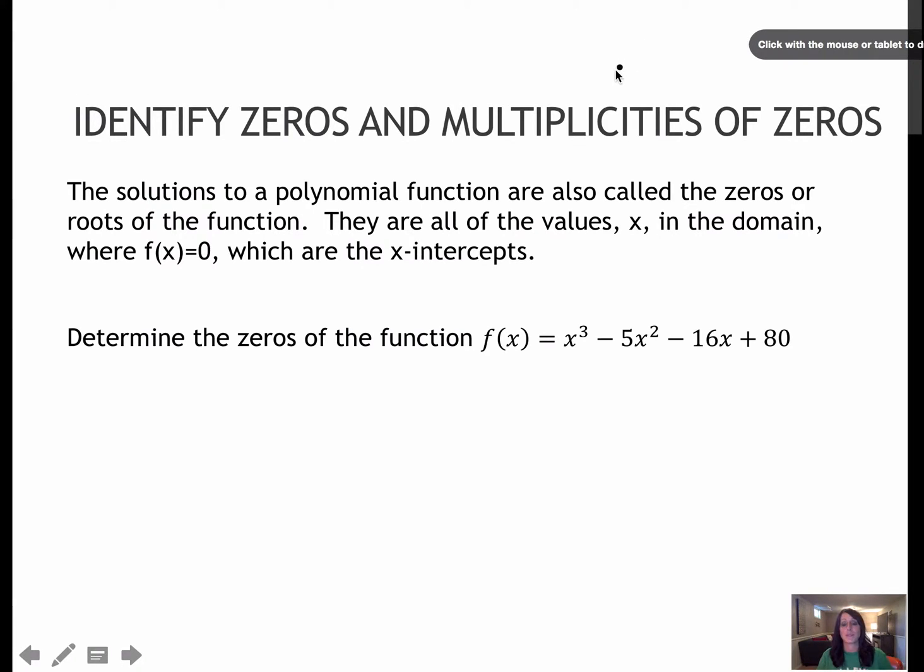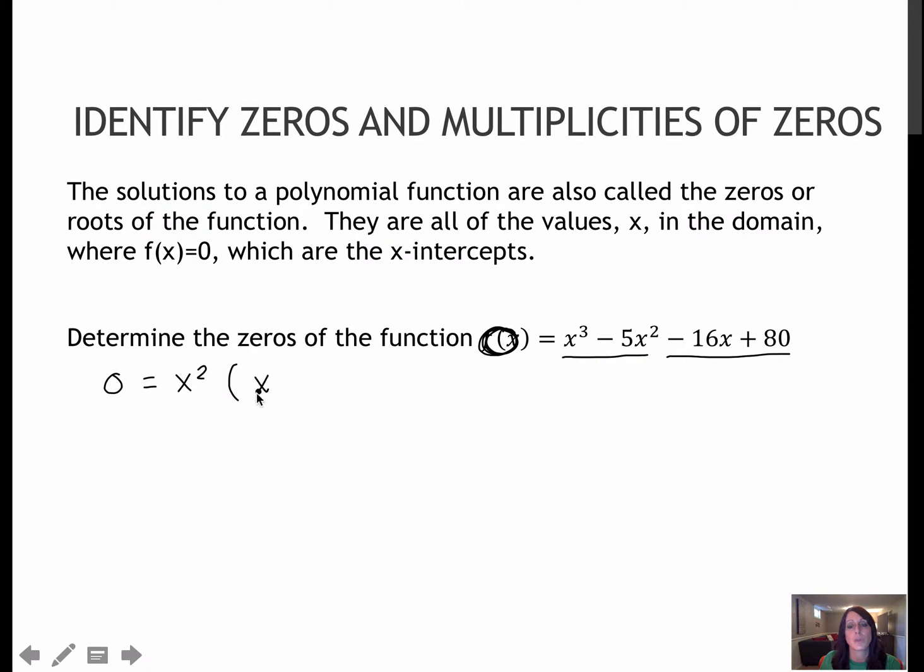Easier said than done sometimes. Now, if I want to find the zeros of the function, there are different things that I can do. The first tool in my toolbox is, because this is 4 terms, I might try to factor this, because I know if I'm finding the zeros, I'm replacing f of x with 0. So I'm saying 0 equals, and then I'm going to try to factor by grouping. GCF of those two terms is x squared, which leaves me with x minus 5. GCF of these two terms is negative 16, which leaves me with x minus 5.